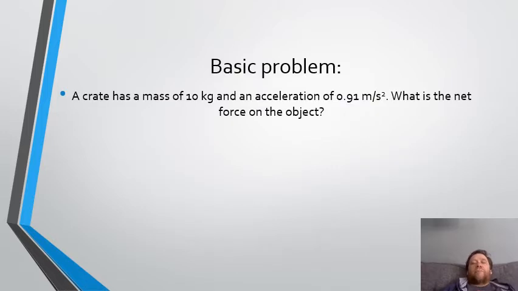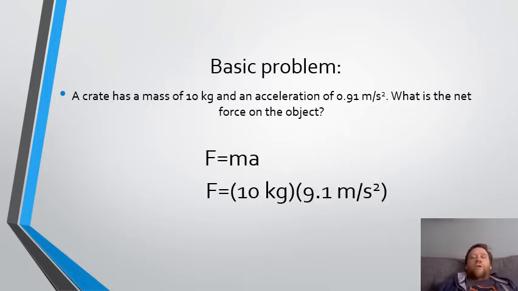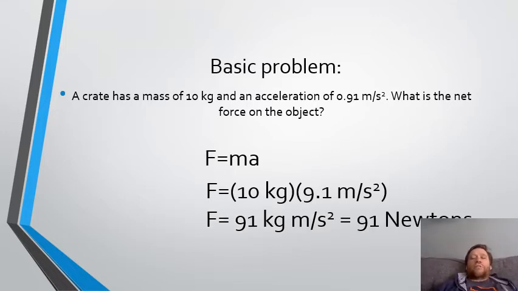So let's look at a basic problem. A crate has a mass of 10 kilograms and an acceleration of 9.1 meters per second squared. What is the net force on the object? So all we do is we put down the equation, F equals ma. We know that the mass is 10 kilograms and that the acceleration is 9.1 meters per second squared. We multiply them, and we get that the force is 91 kilograms meters per second squared, which is the same thing as 91 newtons. So again, you can see the math for that is relatively straightforward. We'll try another basic-ish problem on the next slide.